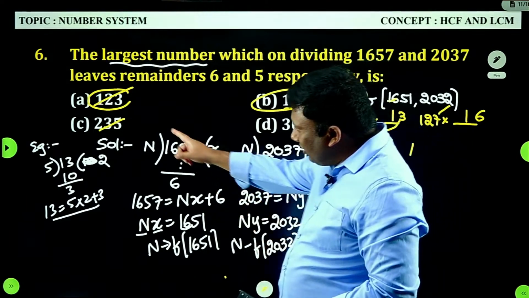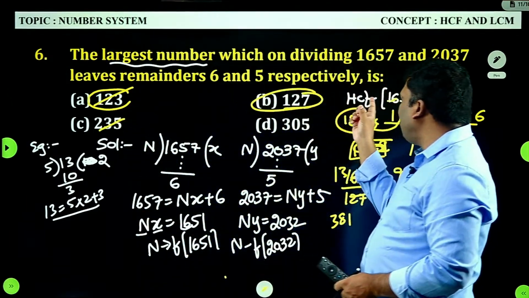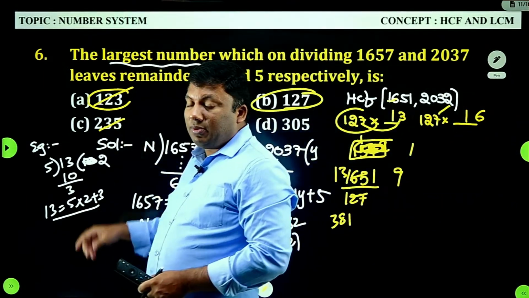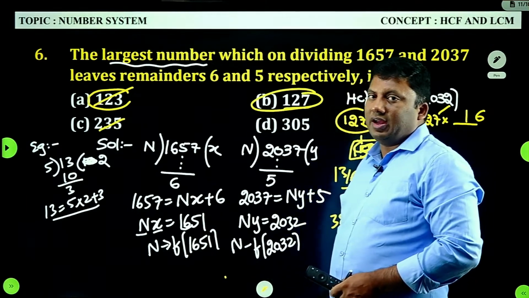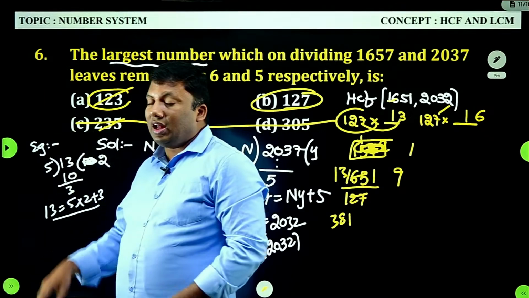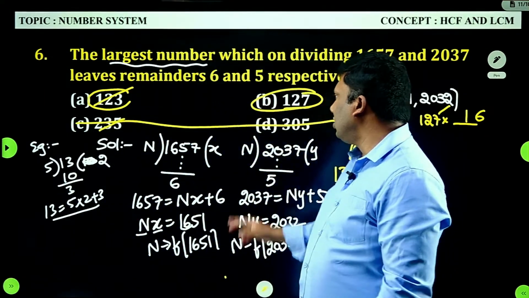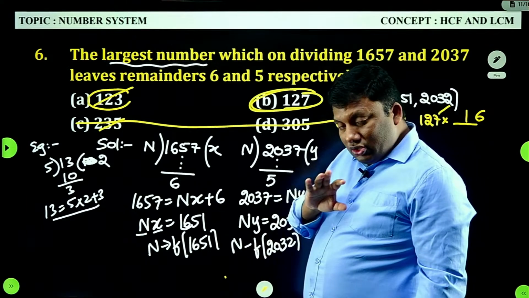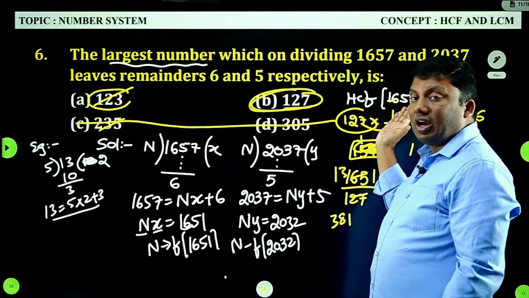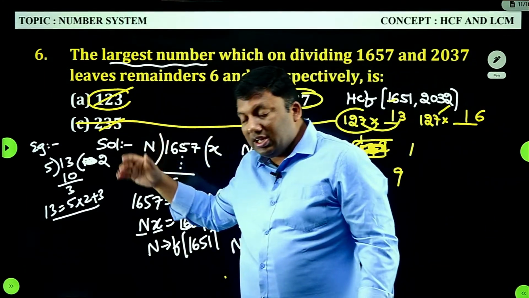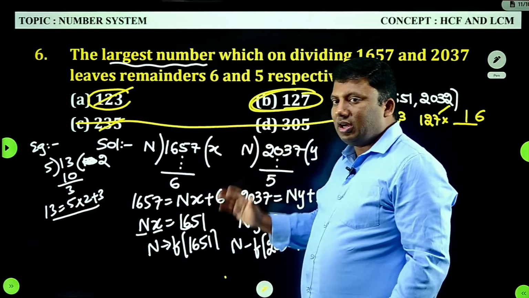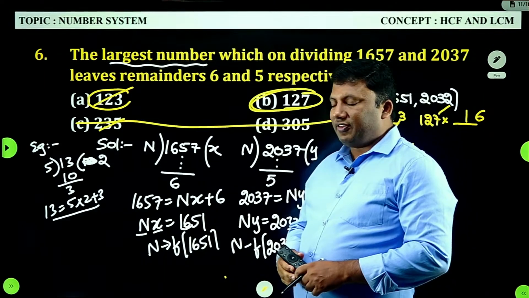Why? Because if the answer is divisible by 3, both the input numbers should be divisible by 3. This is not divisible by 3. If the answer is divisible by 5, both the input numbers should be divisible by 5. This is not divisible. You don't need to do all that calculation. The answer for this question is 127. If the answer is divisible by 3, both numbers are not divisible by 3, so that option is out. If the answer is divisible by 5, both numbers are not divisible by 5. A, C and D are out. So the answer for this question is B.